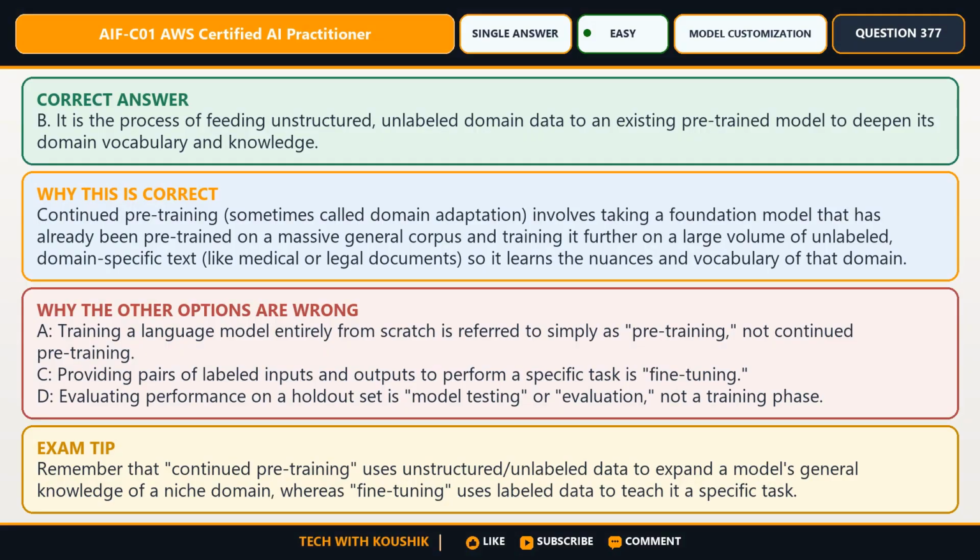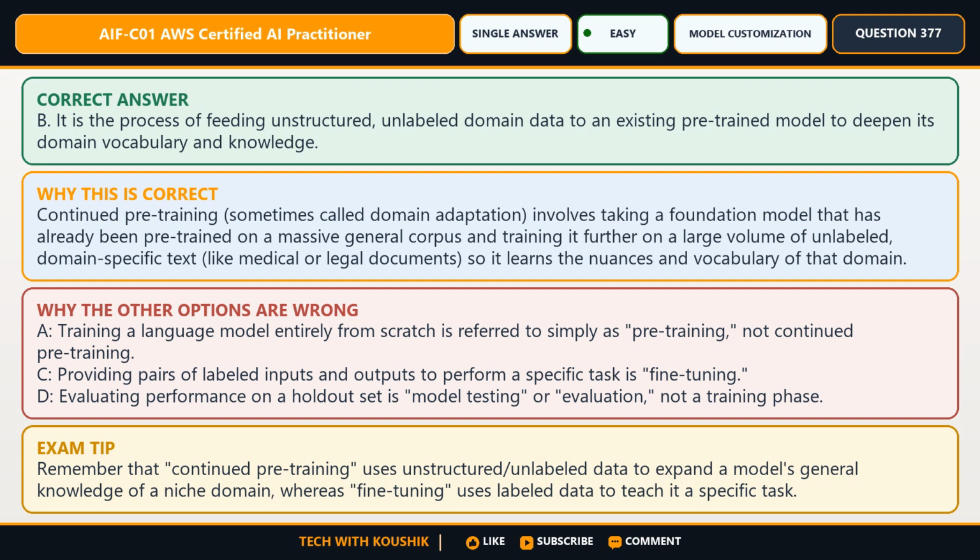The option that satisfies the complete requirement is B. It is the process of feeding unstructured, unlabeled domain data to an existing pre-trained model to deepen its domain vocabulary and knowledge. Continued pre-training, sometimes called domain adaptation, involves taking a foundation model that has already been pre-trained on a massive general corpus and training it further on a large volume of unlabeled, domain-specific text, like medical or legal documents, so it learns the nuances and vocabulary of that domain.